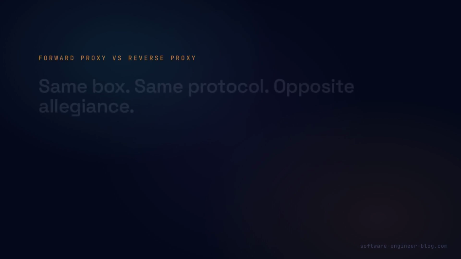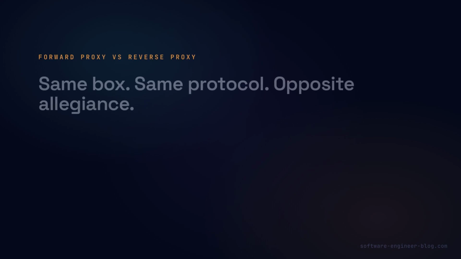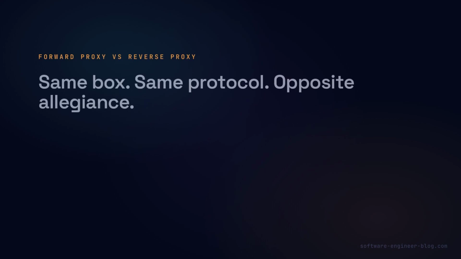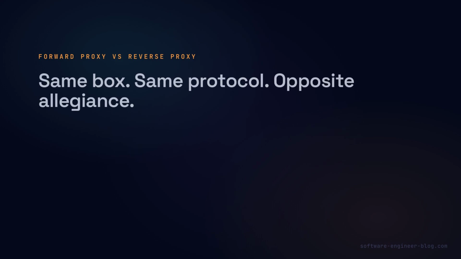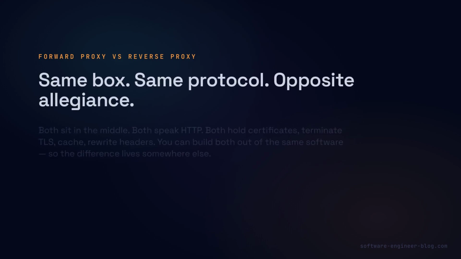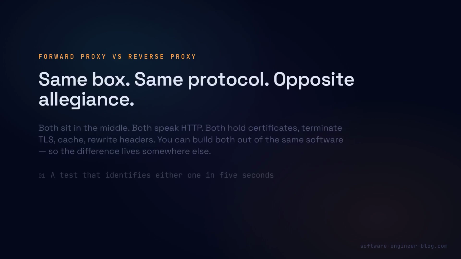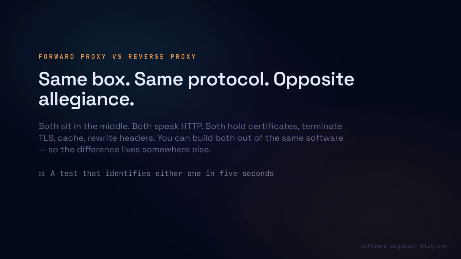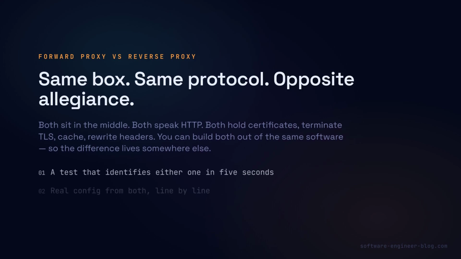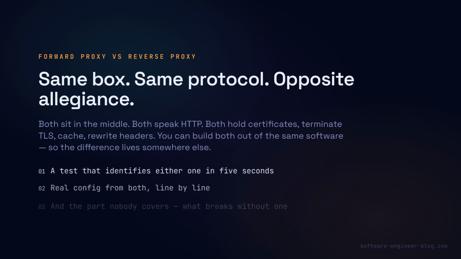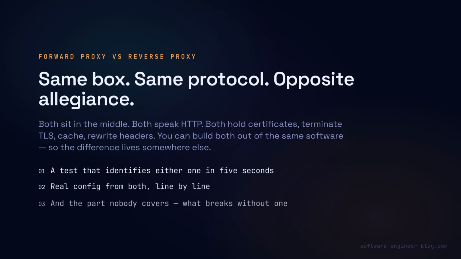Forward proxy, reverse proxy. Two words that sound like the same box pointed in opposite directions, and that's almost right, which is exactly why it stays confusing. Here's the honest reason. Both sit in the middle of a connection. Both speak HTTP. Both can hold certificates, terminate TLS, cache responses, rewrite headers. You can build both out of the same piece of software. So if the machinery is identical, the difference has to live somewhere else.